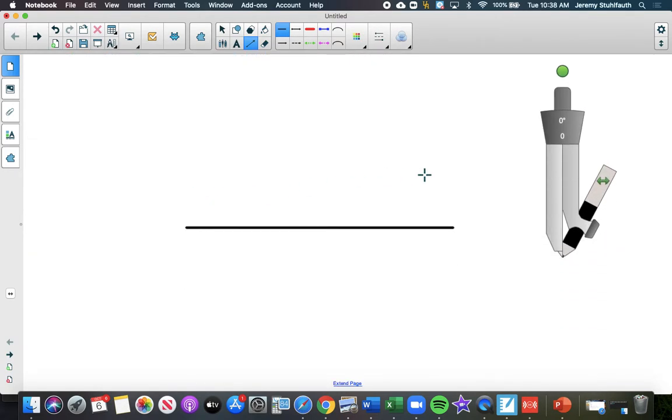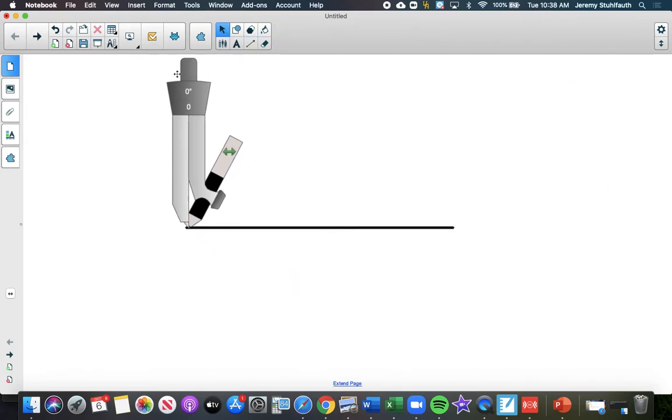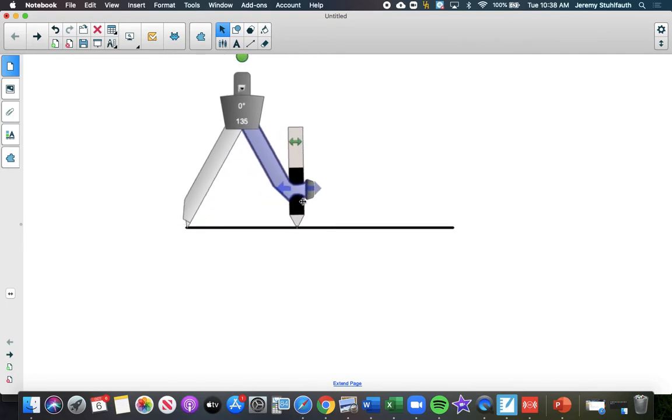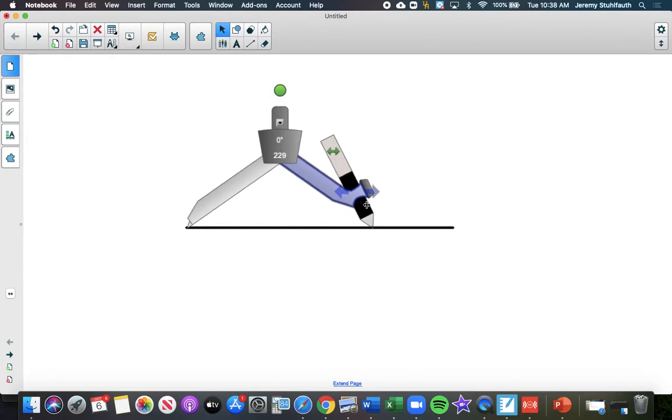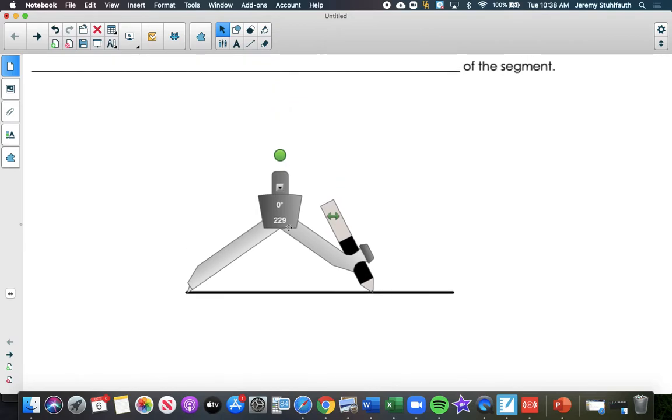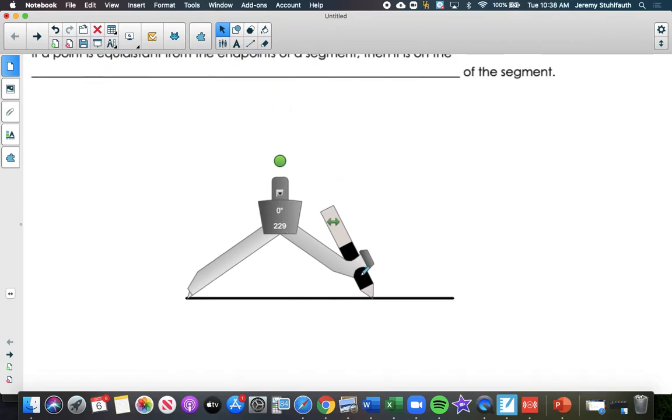You need to create a line segment on your paper. And then you're going to take your compass and put the pointy end on one of the endpoints. Then you're going to take the pencil end of your compass and drag it out and extend it so that it is a little more than half of the length of your line segment. And then you're going to draw an arc. You're going to keep the pointy end on that endpoint of your line segment.